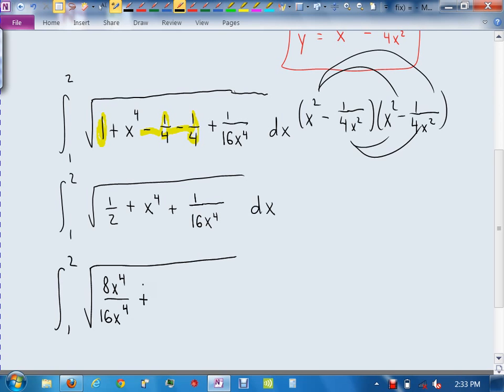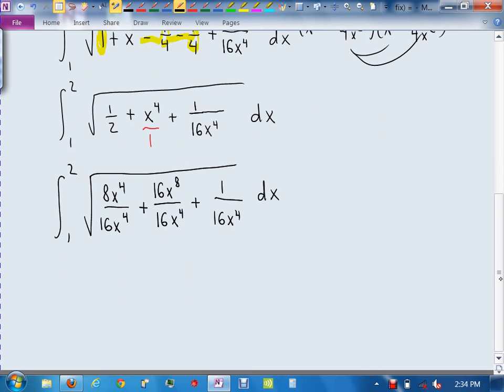What about the second one? What do I multiply by on top and bottom to get 16x to the 4th? I need the whole thing, don't I? Because that x to the 4th is really x to the 4th over 1. So what do you get in the numerator when you multiply x to the 4th by 16x to the 4th? 16x to the 8th over 16x to the 4th. Plus, do I need anything on the last one? No, so it's 1 over 16x to the 4th dx. Any questions there?